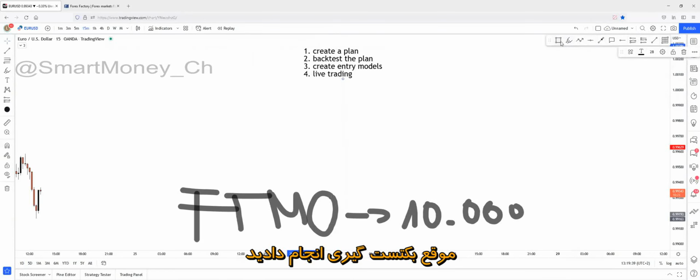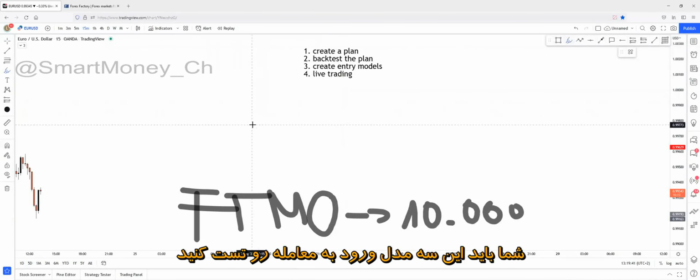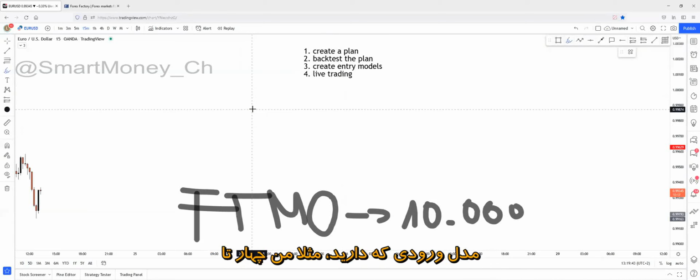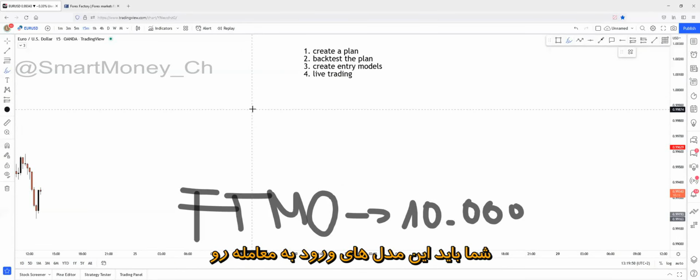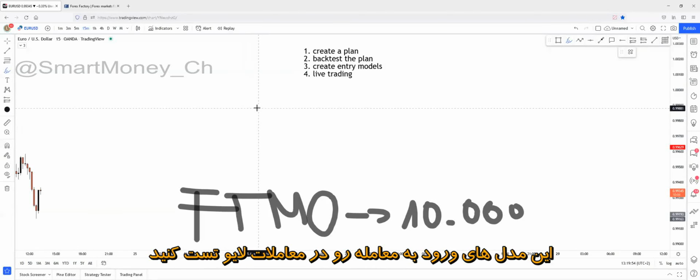So you have to test these 3 entry models that you have, or 4 or 5. I don't know how many entry models you have. I have like 4, 5, or 6 entry models. So you're going to test these entry models in live trading.